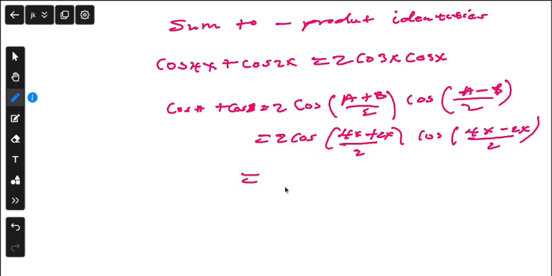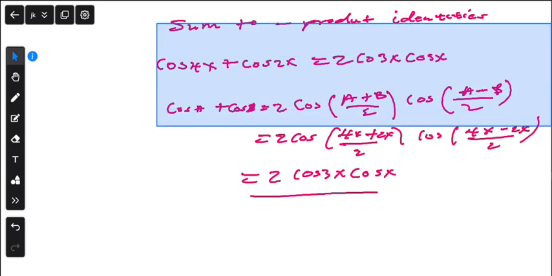So as you can see here, we have 2 cos, and then here when I add, I'm going to get 6x. 6x divided by 2, I'm going to get 3x. Then here when I subtract, I'm going to get 2x. 2x divided by 2, I'm going to get x. So it is cos x. So as you can see, this one and this one, they are the same. So you can just say end shown. So that is how you verify.